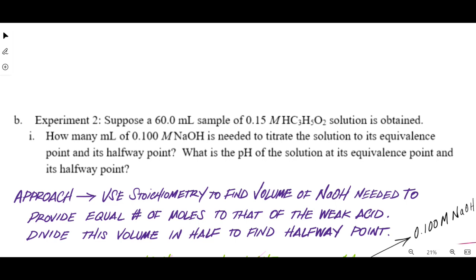Okay, let's start off with the milliliters of strong base needed to titrate the solution to the equivalence point and halfway point. We'll do that first. Our approach is going to be to use stoichiometry. We need to find a volume, right? So we need an answer in milliliters or maybe liters of the NaOH needed to provide a number of moles equal to the number of moles of the weak acid. Remember, that's what's equivalent at the equivalence point, right? Once we get that volume, we can just divide it in half, and that'll tell us the volume required to get to the halfway point, so that's super easy. All right, so let's get to the stoichiometry.